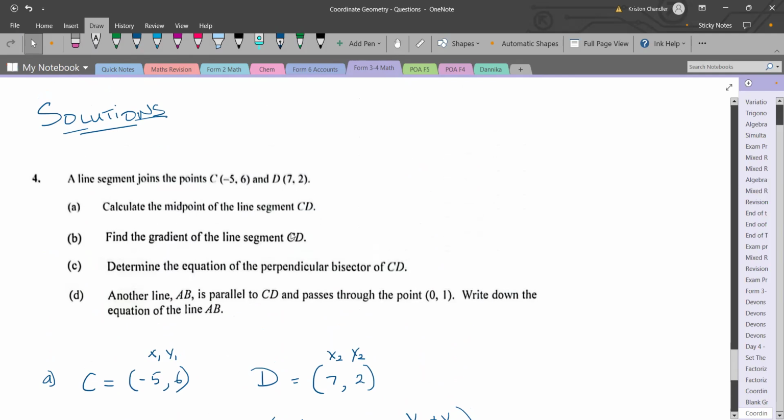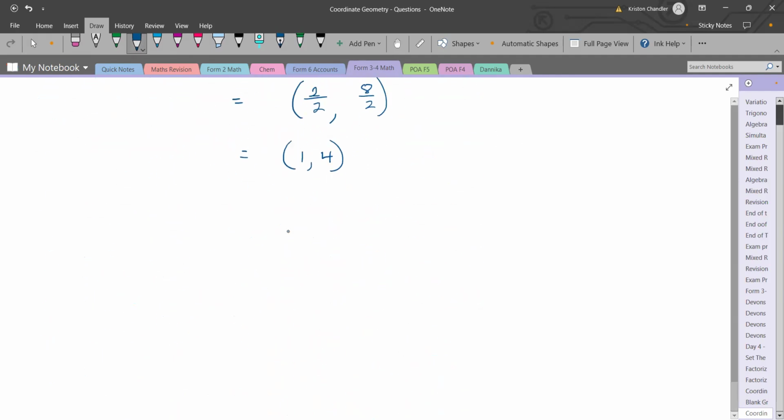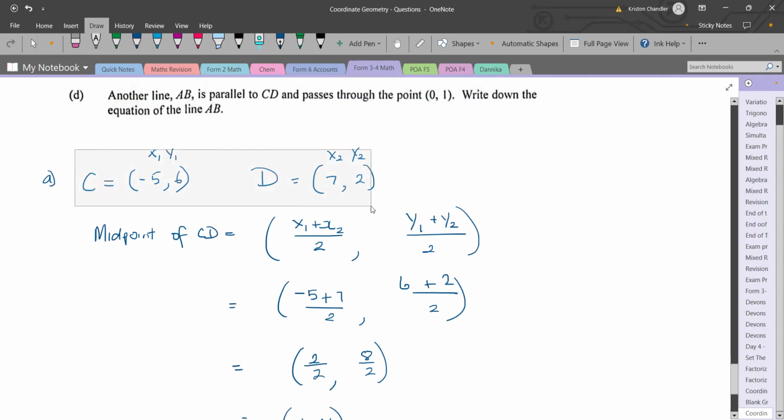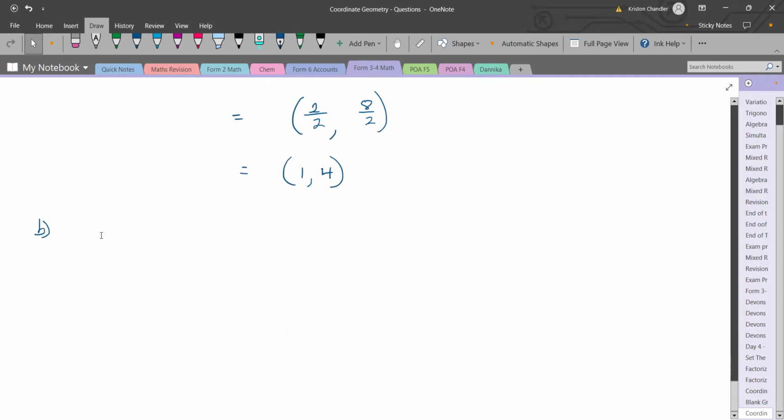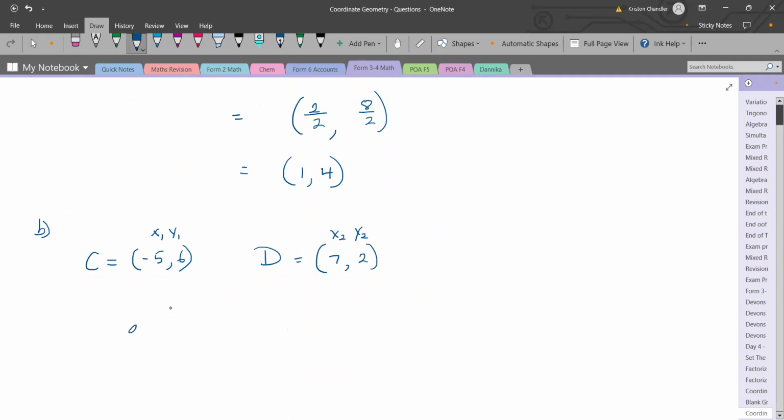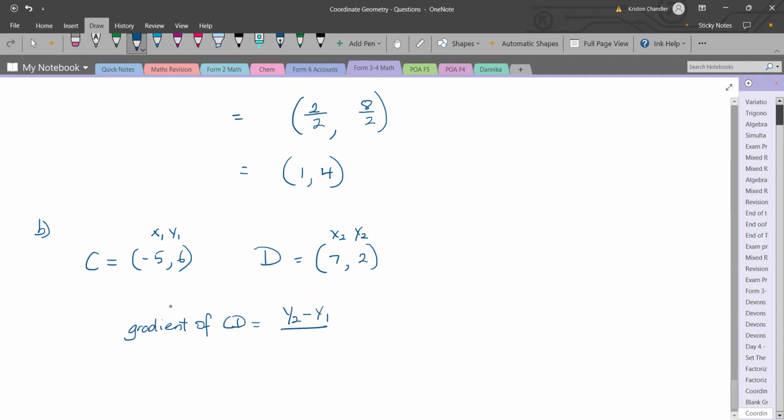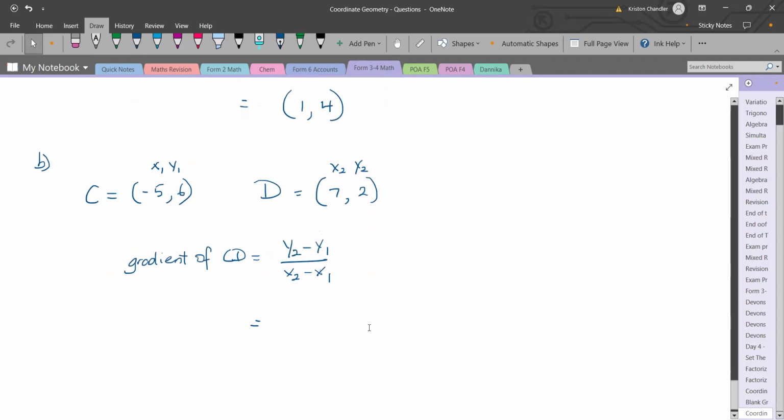Part B is asking for the gradient of the line segment. So part B, right? Again, I always keep every part, especially if you're going on a different page, I always write this back because I want to see it directly in front of me. So when I quote the formula, like the formula for gradient of CD is equal to (y2 minus y1) over (x2 minus x1), I could just look up and see the values that I need to substitute into the formula.